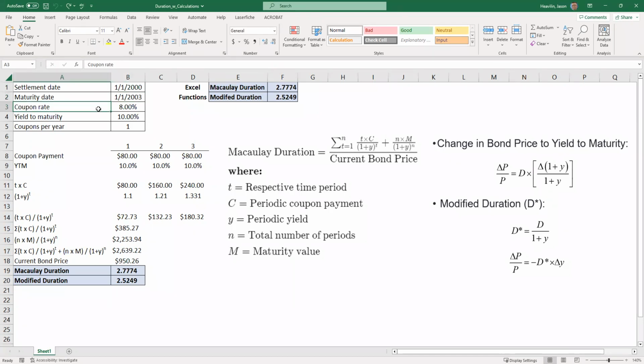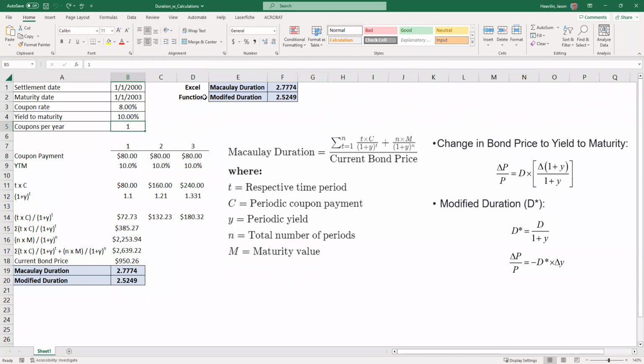You have a coupon rate, the coupon rate of the bond in question, 8% in this case. Yield to maturity, the yield to maturity now would be 10%. That's the part that could change, which would then have an impact on the price of the bond. And that is what we're looking for when we do duration calculations. How much would it impact the bond based on changes in interest rate, the yield to maturity. Coupons per year, we're going to keep it simple, just one per year.